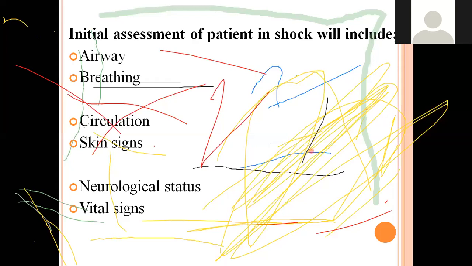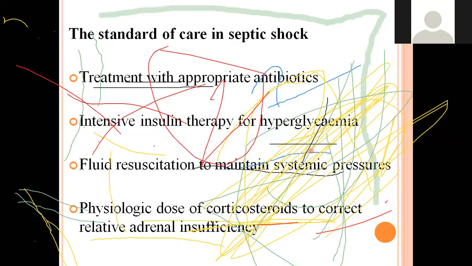So what is the standard of care in septic shock? One, you treat with appropriate antibiotics, because we said earlier on that septic shock usually is as a result of bacterial infection, whether gram-negative or gram-positive. So you must use broad-spectrum antibiotics after doing the culture, or if you have done culture and sensitivity and you know the particular organism responsible, then you give the appropriate antibiotics. Then you also give intensive insulin therapy for hyperglycemia. Your patient has raised blood sugar, then you want to bring it down. You want to monitor the patient closely by giving intensive insulin therapy.